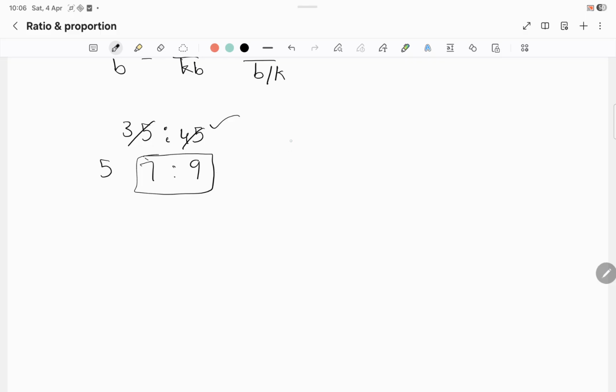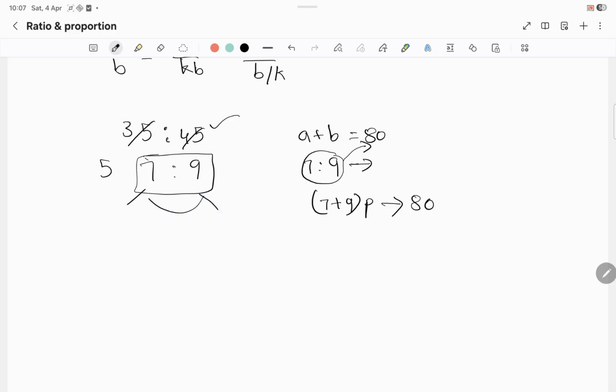Suppose they say that the sum of two numbers is 80, and the ratio of the two numbers is 7:9. What are the numbers? Definitely this 7:9 should divide this 80. Means 7 plus 9, 16 parts. If it is 80, then they may ask the first part or second part or the difference.